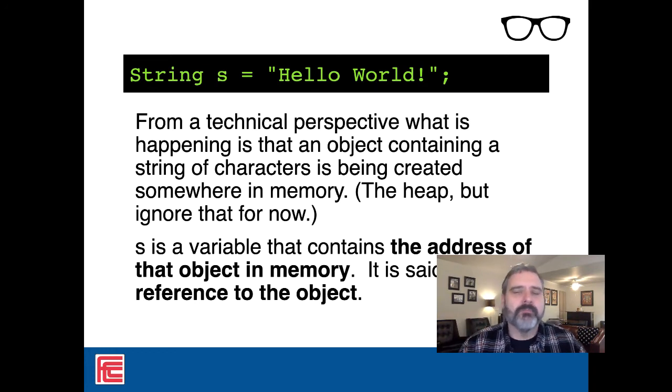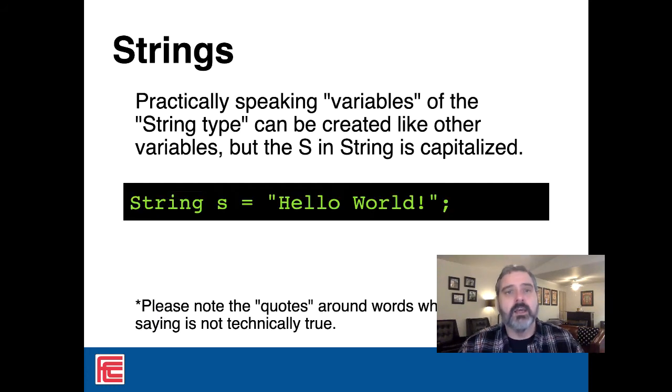But you don't have to worry about that, and by the way, there's nerd glasses on that because this will never be on a test. This will never be on a quiz. At this point, I don't care. I just want you to be able to use strings. But you can practically think of strings, at least for right now, as variables, right? They're just of the string type. The only thing that's going to differentiate them is that the string has a capital S because it's technically a class. But other than that, you can think of it as just a regular type.